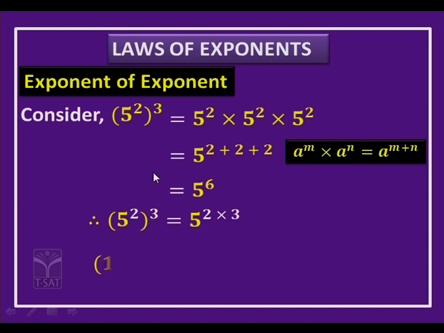Now, based on this result, I will give you an example. Now, 10 to the power of 4 whole to the power of 5. Now, can you tell me, children, what do you get? Yes, 10 to the power of 20. Why? Because we need to just multiply this exponent, that is 4 into 5.